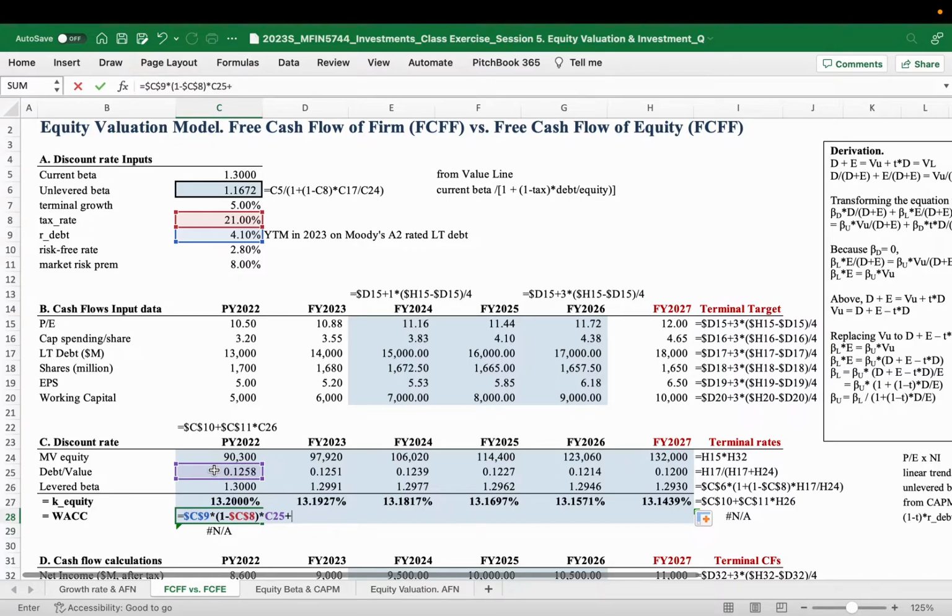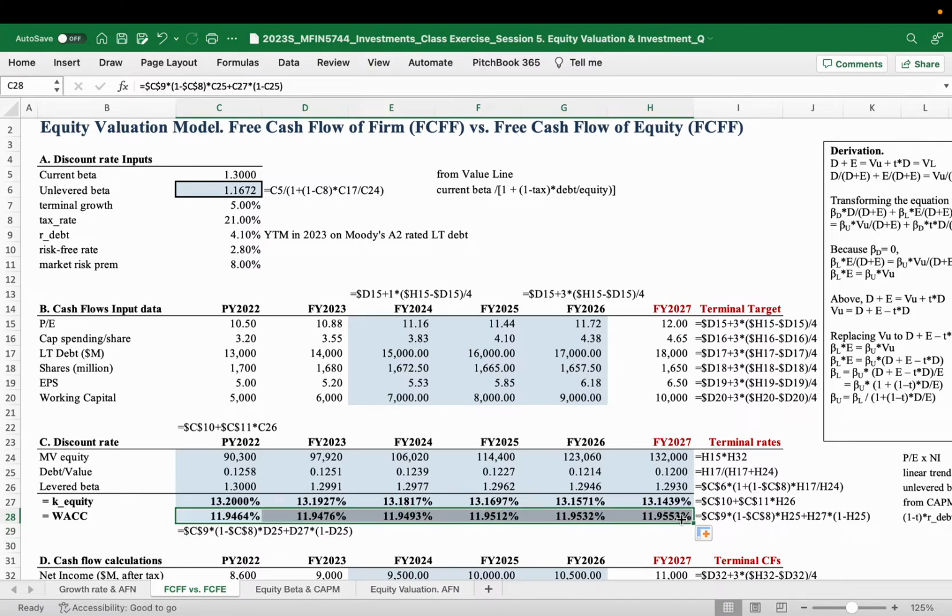And then plus, now where is the cost of equity? There you go, times, then what is the equity ratio? The equity ratio is just 1 minus debt to value. So this is the equity weight. Let's close the parenthesis and drag to the right.